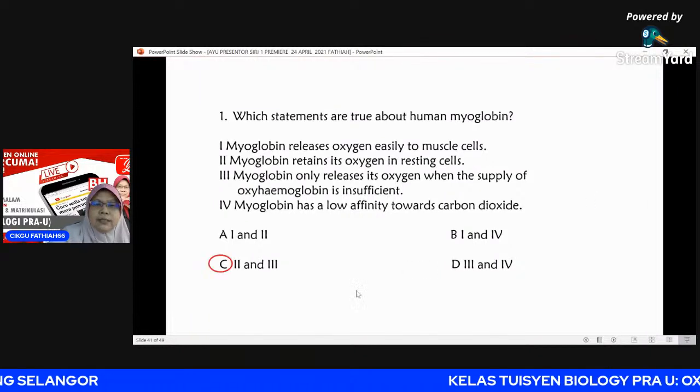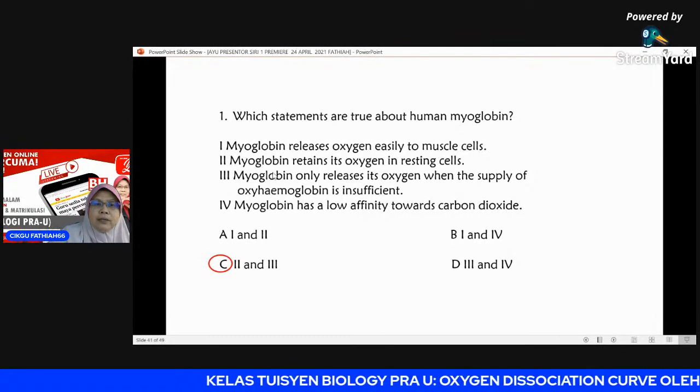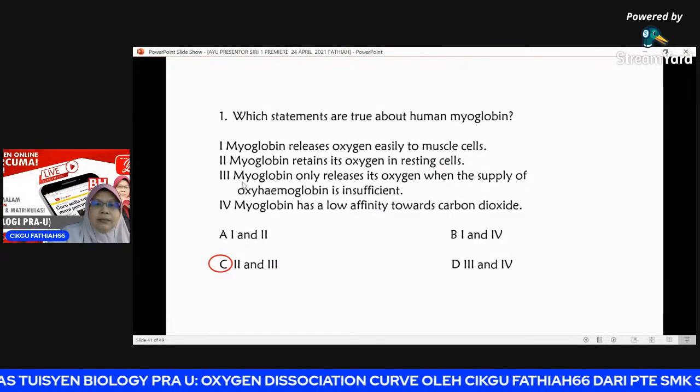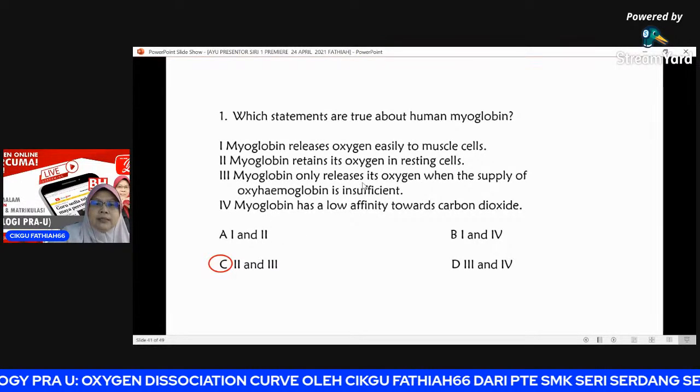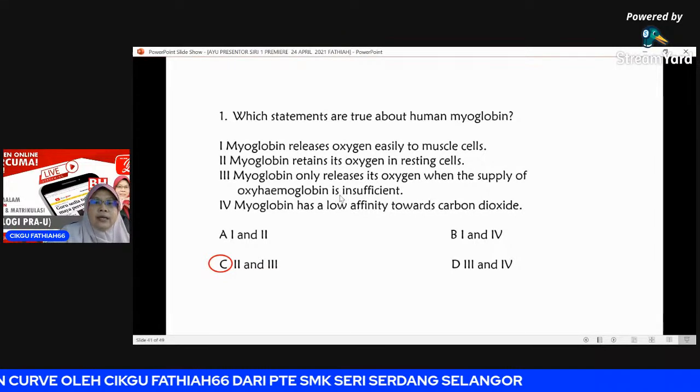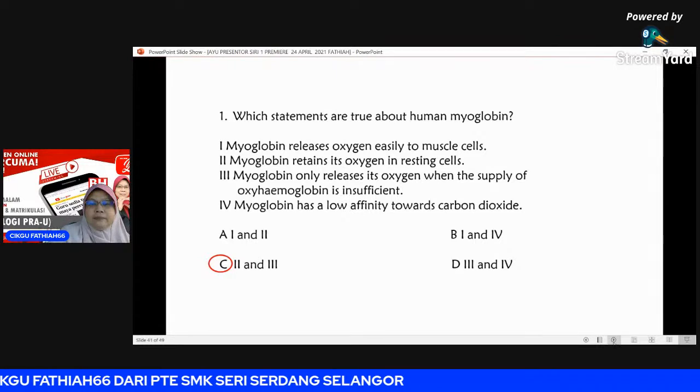Which one is the answer? Okay, the answer is C. Number 2 and number 3. Myoglobin retains its oxygen in the resting cell. Number 3, myoglobin only releases its oxygen when the supply of the oxyhemoglobin is insufficient.